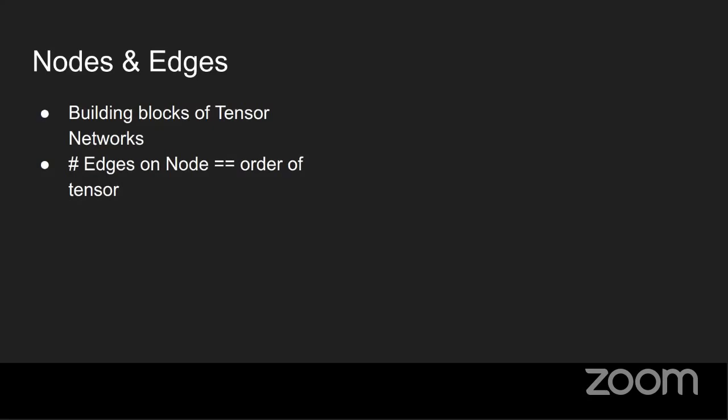And so how we actually represent these tensors within the tensor networks goes by their nodes and edges. A node in a tensor network is the actual concrete tensor. So that node represents your actual tensor that you would have. And then the number of edges coming out of that node actually represents the order of the tensor.